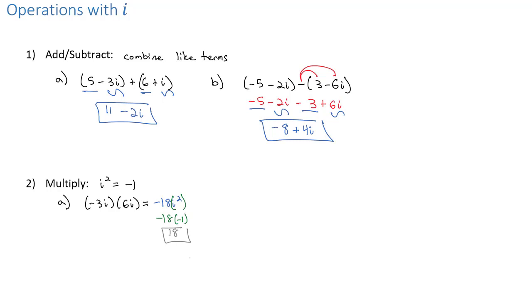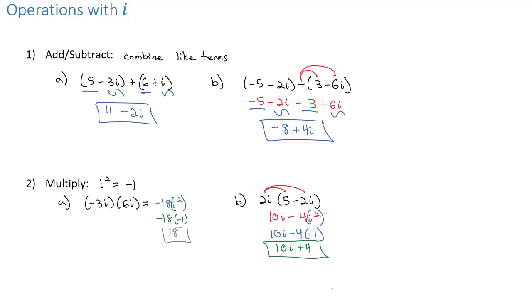Other than watching for i squared to be negative 1, though, multiplication works like multiplication has throughout your algebra experience. If I have 2i times (5 minus 2i), I know I can distribute through parentheses to get 10i minus 4i squared. But again, that i squared is negative 1. And negative 4 times negative 1 gives us a positive 4. And so we really have 10i plus 4.